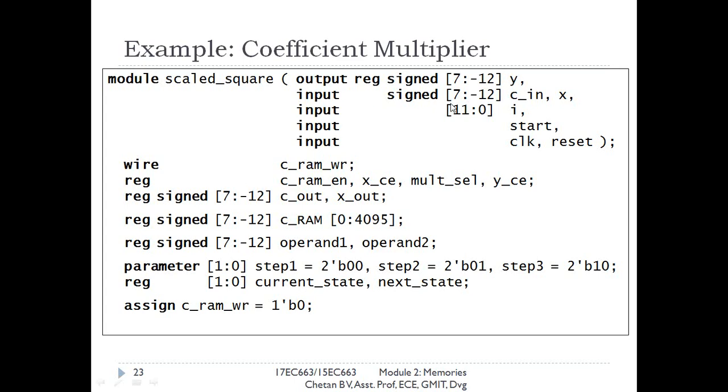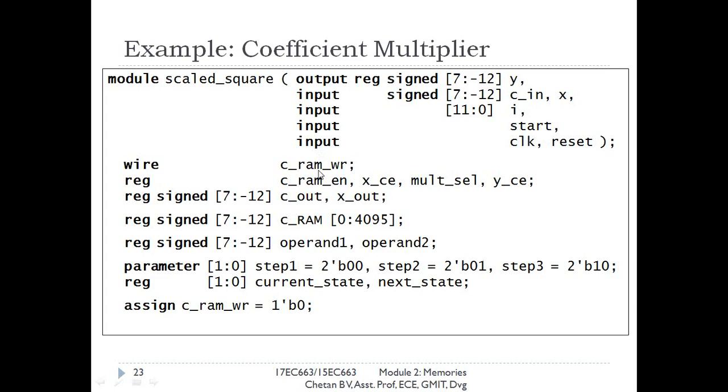Input signed [7:-12], again the same for Cin and X, 8-bit pre-binary and 12-bit post-binary. Input [11:0] I, where I is the index. This is a 12-bit value, just like an address. Input start is the control signal on which the multiplication starts. Input clock and reset.